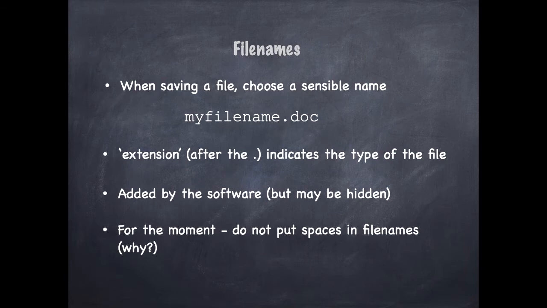And just to reiterate, it's that extension, the 3 characters that come after the dot, which indicates the type of the file. That's added in by the software, but as we've seen, it may be hidden by the operating system. One tip here, by the way, is when you are saving your file in these introductory exercises, don't put a space in. So you might be tempted to call your file sort of my space file name. Don't do that for the moment, and we'll talk about why it can create problems later on. But just for the moment, for these simple exercises that we're doing in HTML, don't put the space in.